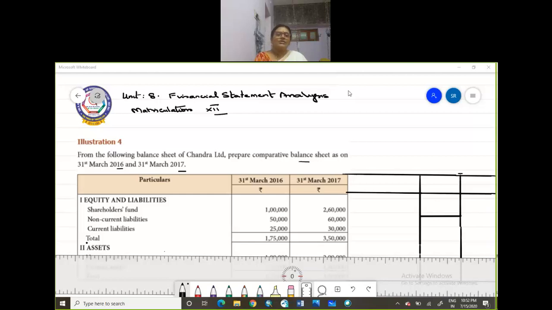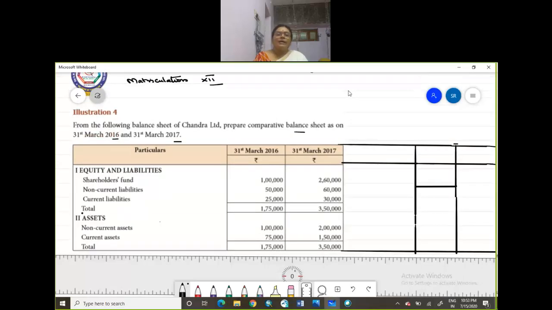Unit 2, Financial Statement Analysis, and today I'm going to teach you illustration number 4. From the following balance sheet of Chandra Limited, prepare a comparative balance sheet as on 31st March 2016 and 31st March 2017. They've given you the details of the problem, the balance sheet. This is the liability side and this is the asset side, the total liabilities and your total assets. Now, you're supposed to compare between 31st March 2016 and 31st March 2017. Now, let us start doing the problem.